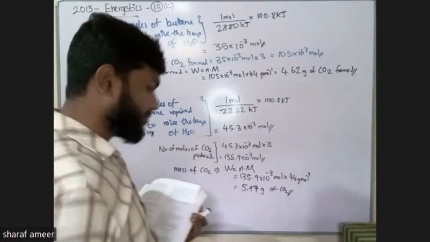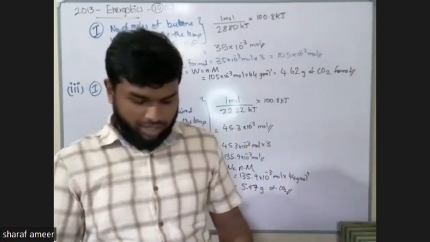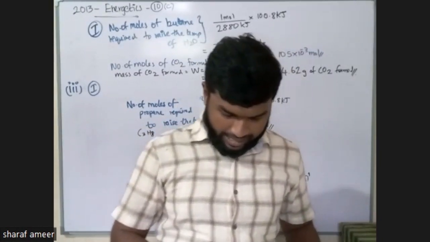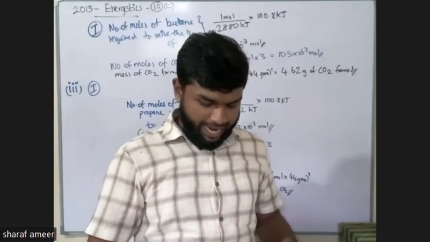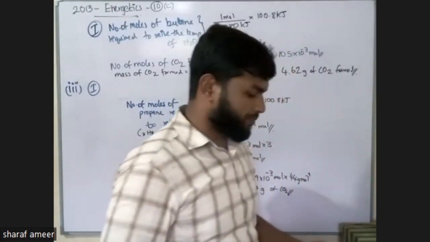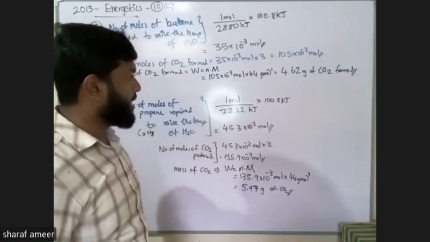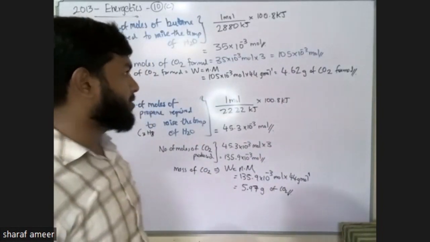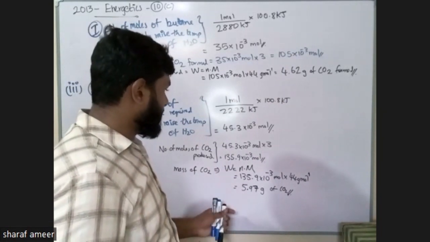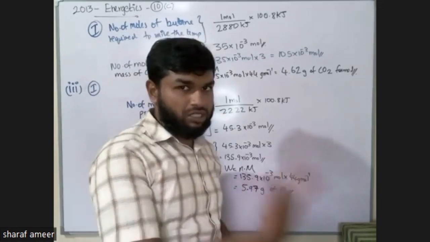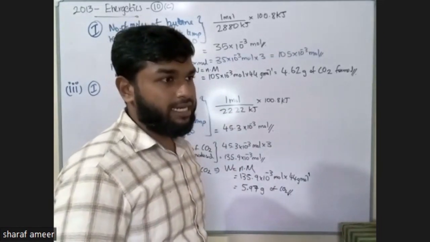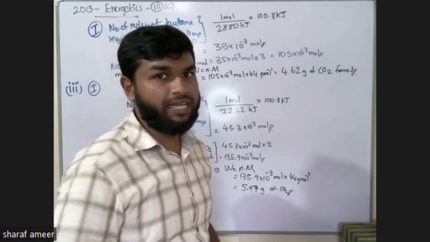Now let's see the fourth one. Based on your calculation in the third above, identify which fuel is more environmentally friendly and explain why it is so. Right. So according to the environmental concept of chemistry, the one which releases more carbon dioxide will be the causative agent for global warming there.